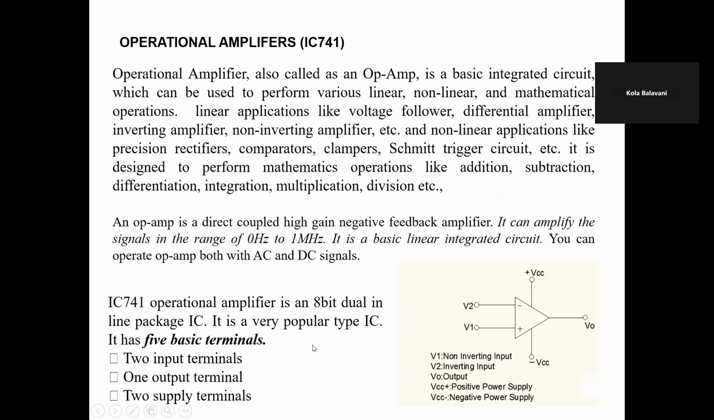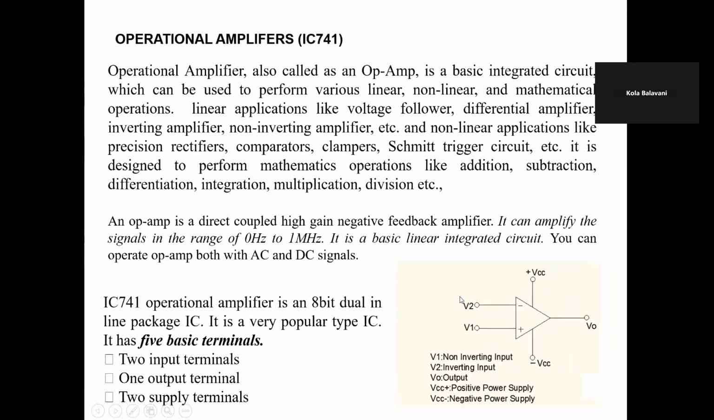This operational amplifier is available in the form of an IC. In the previous session, we discussed different IC packages, namely metal can package, flat package, and dual inline package. This is available in the 8-pin dual inline package. Among those 8 pins, the 5 basic terminals are 2 input terminals, 1 output terminal, and 2 supply terminals. This is the symbol for the operational amplifier.